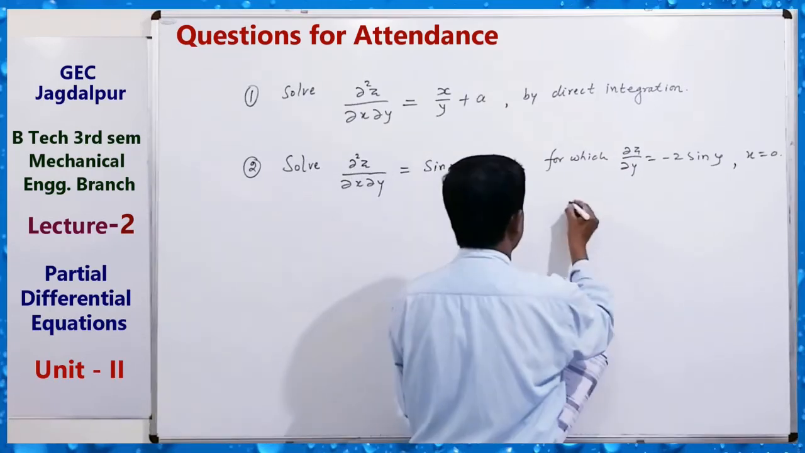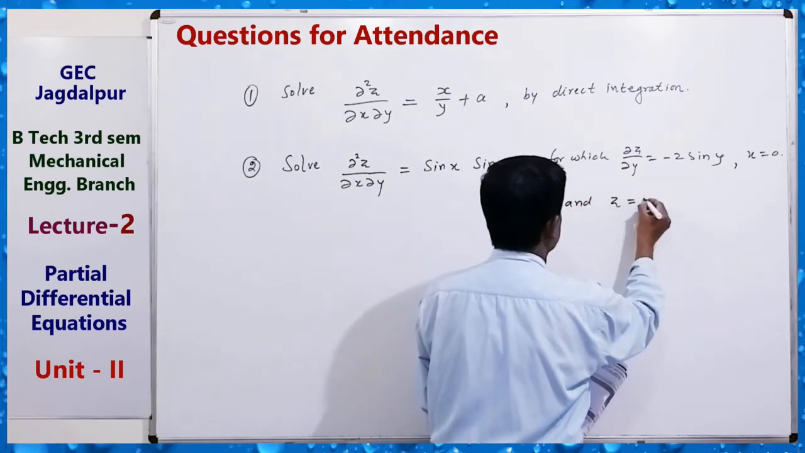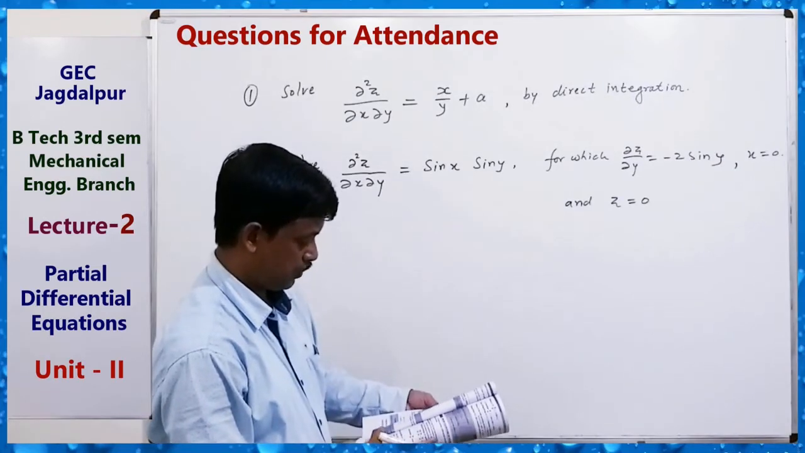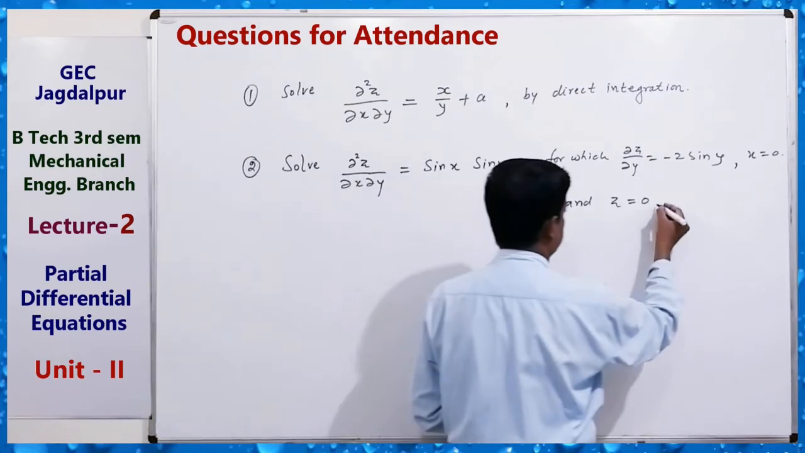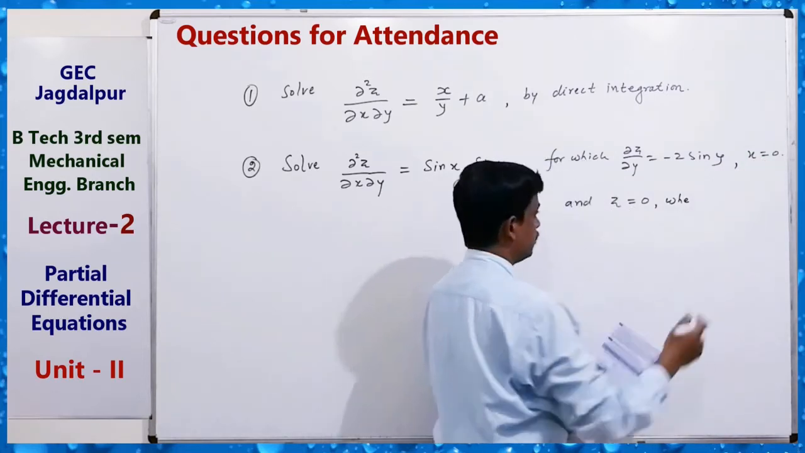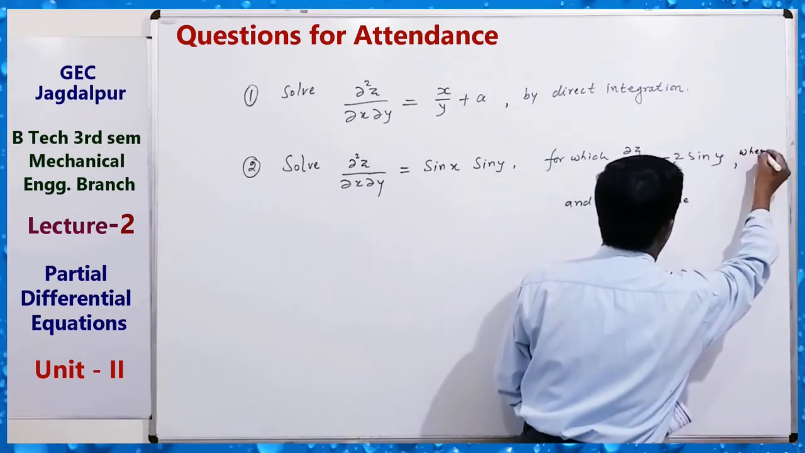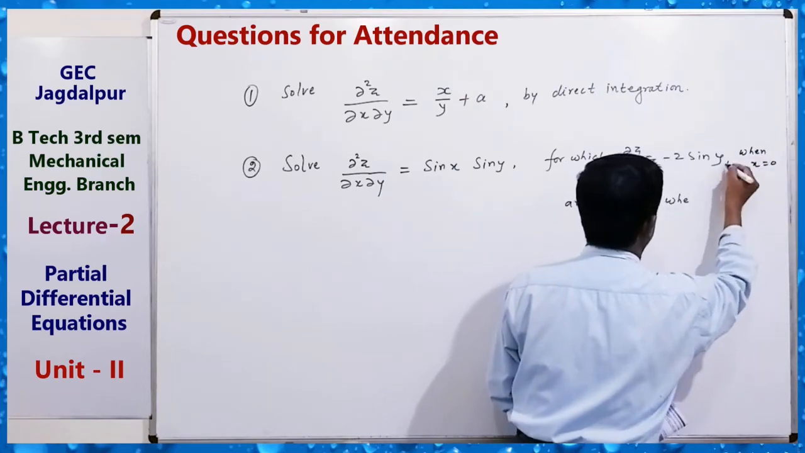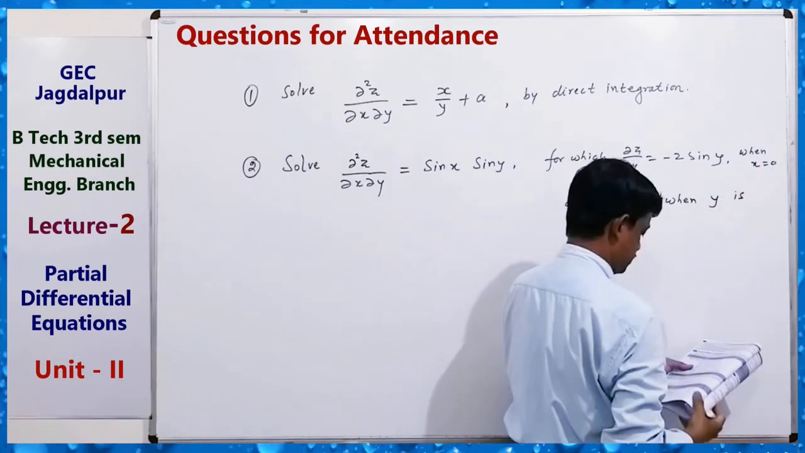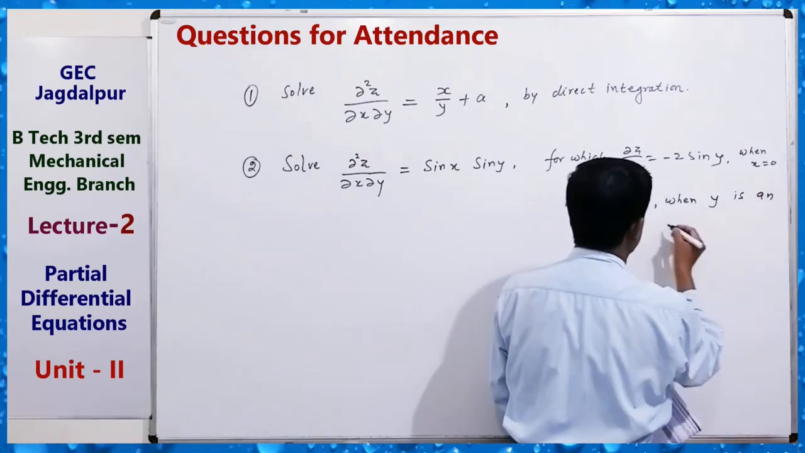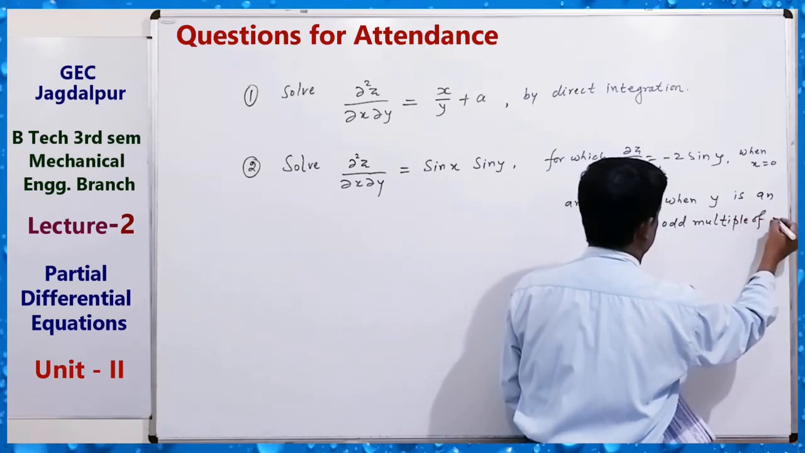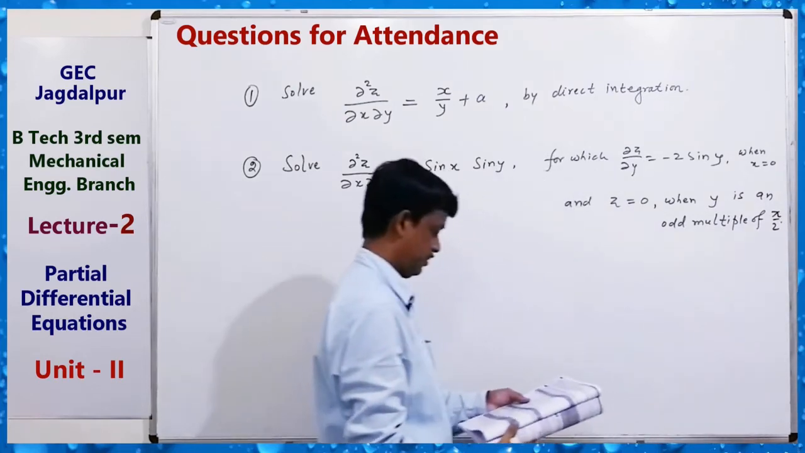and z equals 0 when y is an odd multiple of pi by 2.